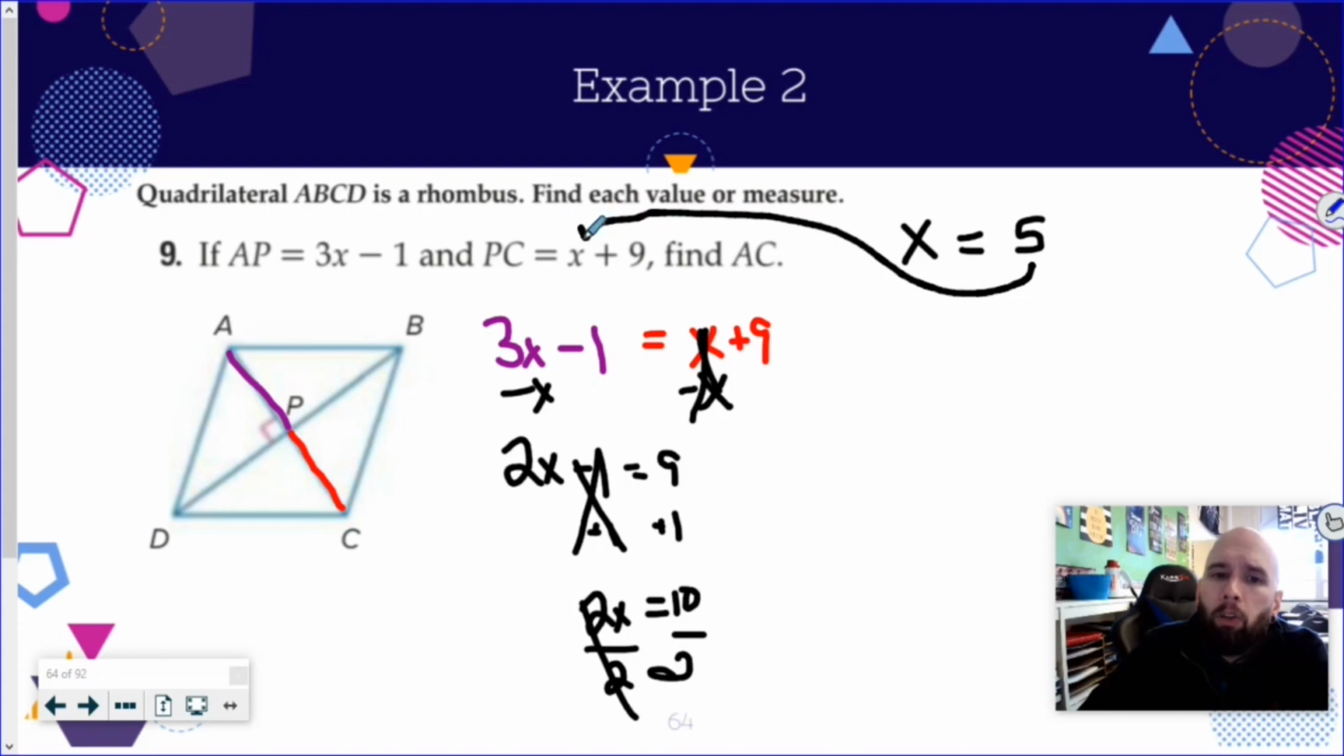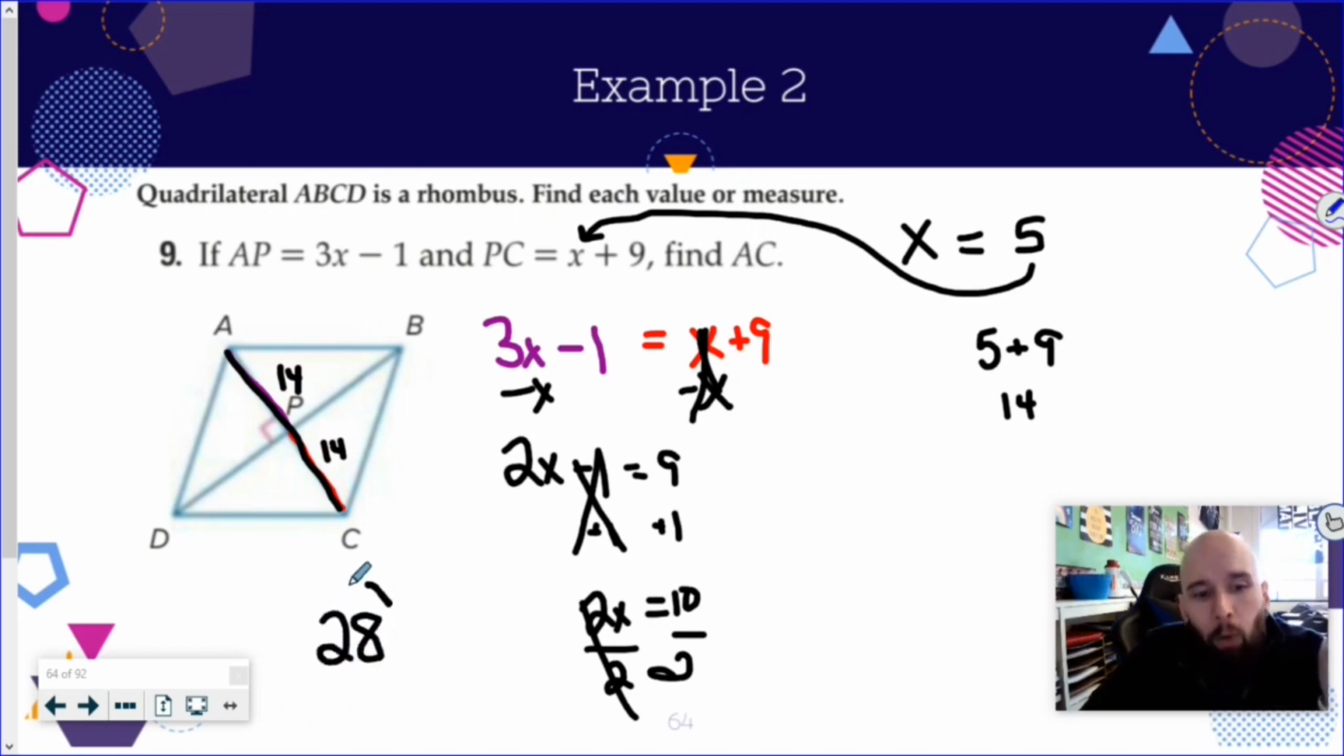And what I'm going to do is replace that x with 5. So I get 5 plus 9, which is 14. So PC over here is 14. And so the whole diagonal is going to be 14 plus 14, which is 28.